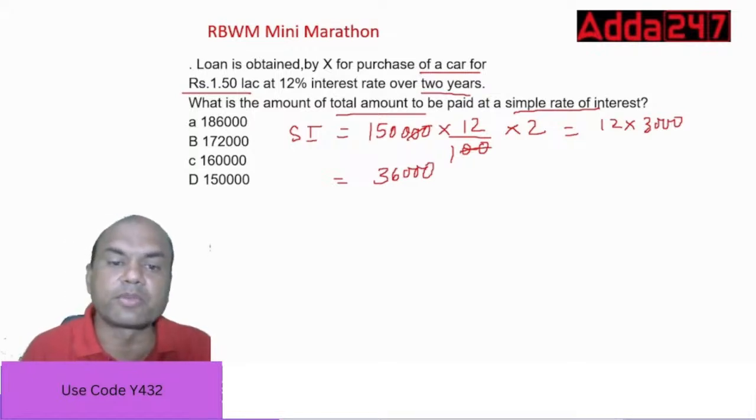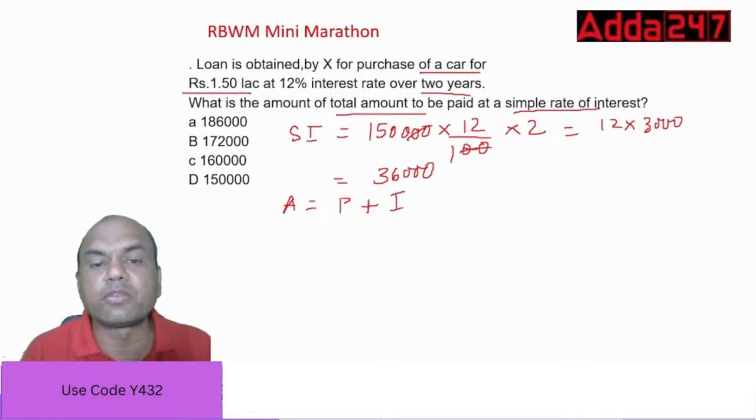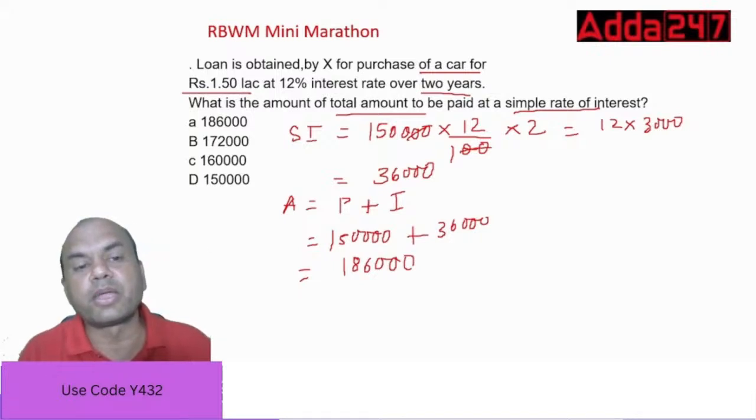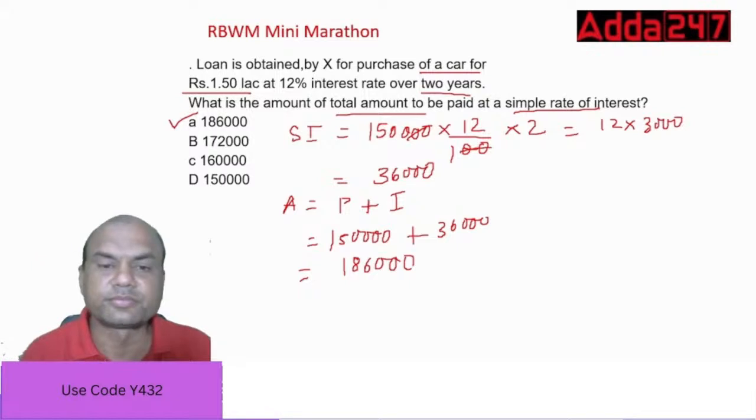And total amount A equals P plus I. Principal plus interest. What is the principal? 1,50,000. So 150 plus interest is what? 36,000. So it is 186. So this is the amount to be paid, isn't it? A is the answer. Got it, everyone?